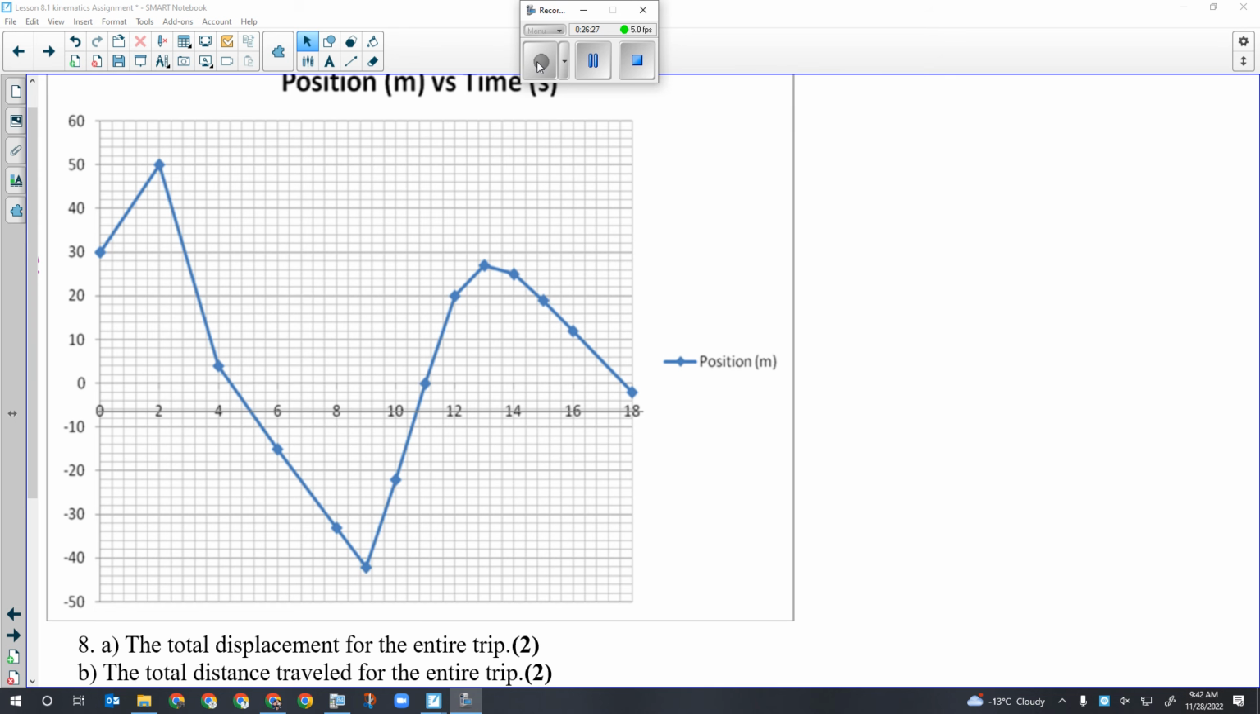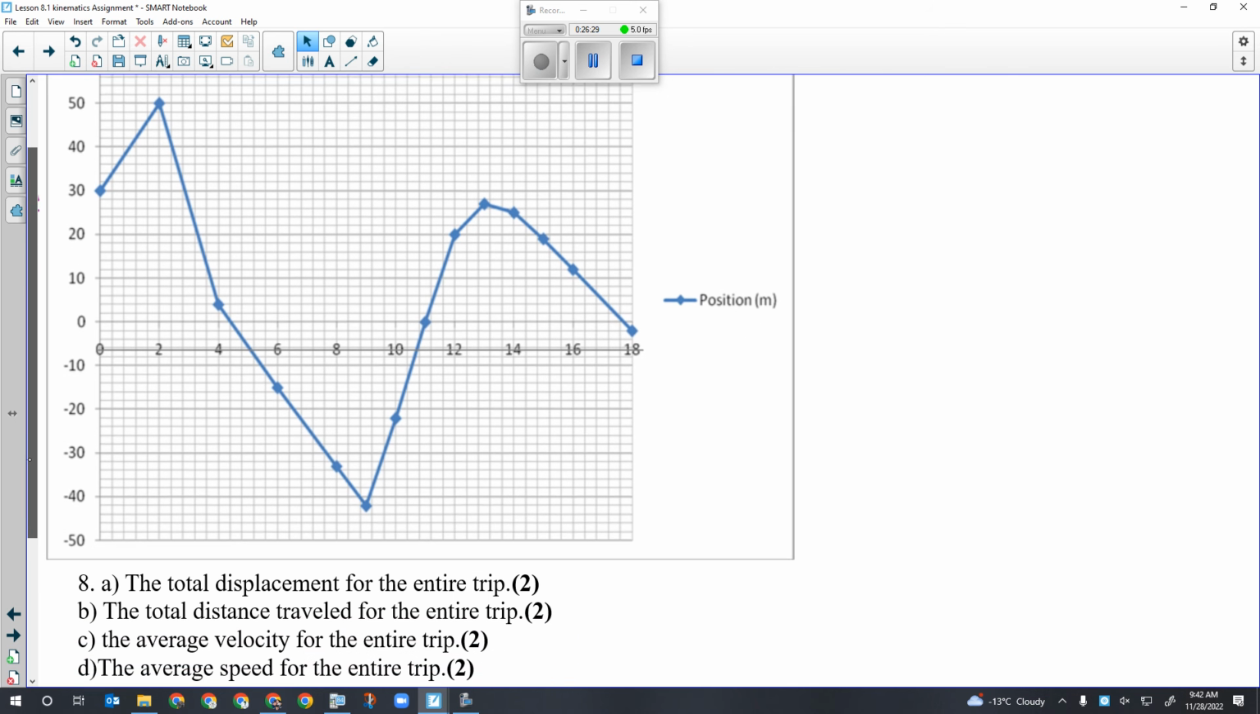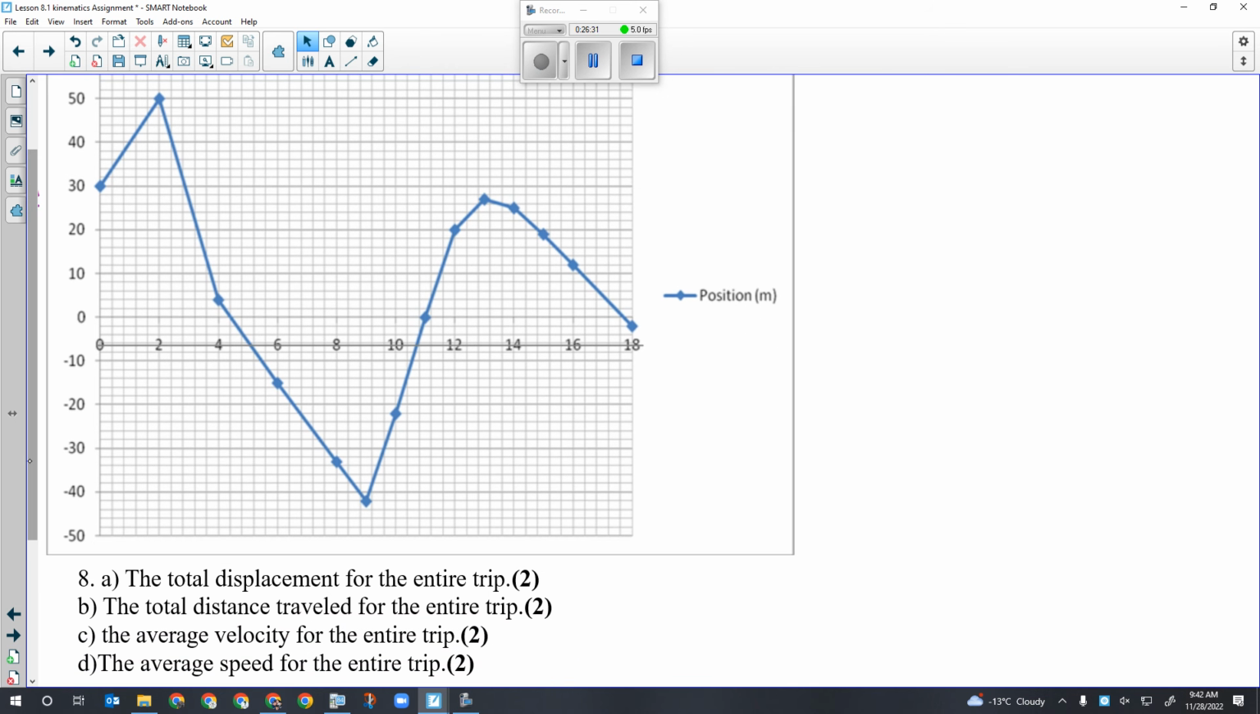Okay, let's have a look at this one. So we're being asked to calculate 4 things here. First thing we're being asked, total displacement for the entire trip. Since it's a position versus time graph, my best bet for calculating displacement is final position minus initial position. Were this a velocity versus time graph, I would do it differently. I'd have to find all those shapes. Luckily, this is a position versus time graph, and the calculation is much simpler.